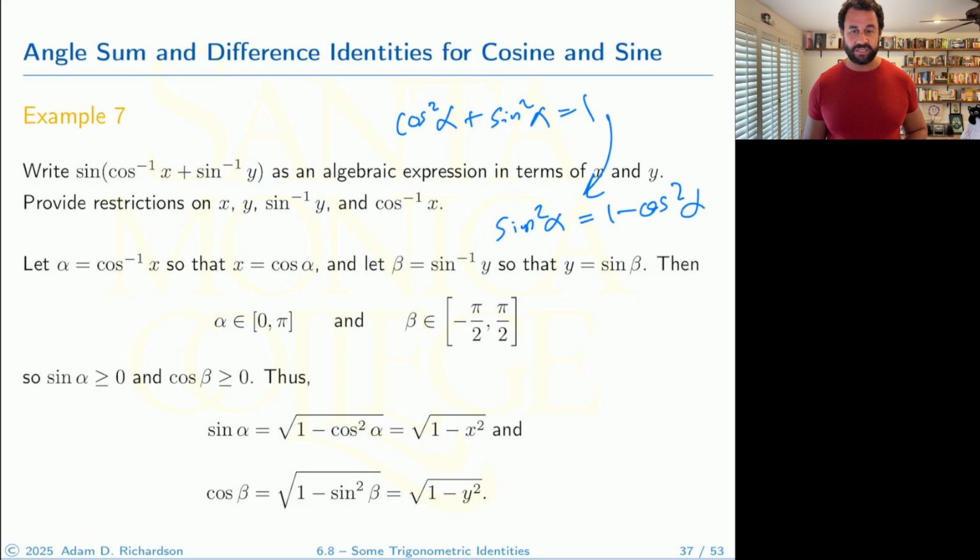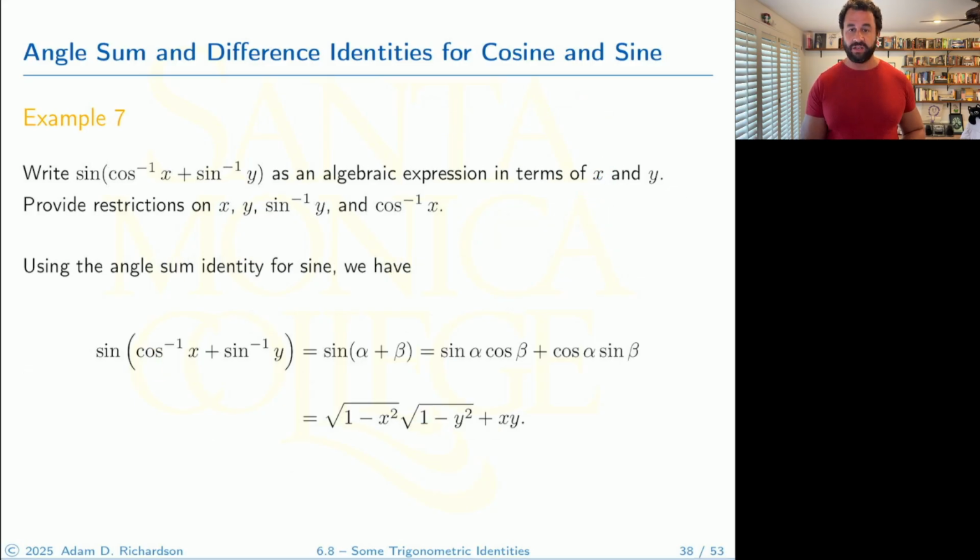We have cosine alpha, sine alpha, cosine beta, sine beta. Now we can use the angle sum formula. I'm going to plug it all in right here. This is alpha, this is beta. Now we can use our angle sum identity right there and just plug in what we calculated in the previous slides. Sine of alpha, cosine beta, cosine alpha, sine beta, right there.